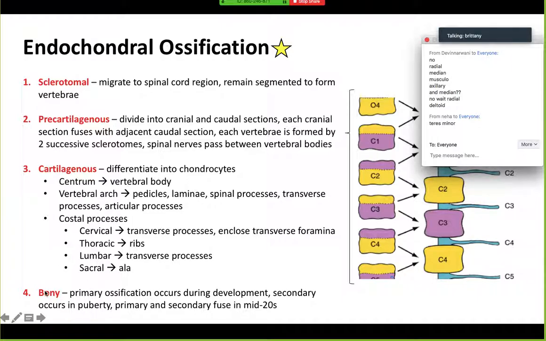And then, of course, in your fourth stage, this is the bony stage, and you're getting primary ossification. And then secondary ossification is going to occur during puberty. All right. So know the 4 stages and have a decent idea of what is going on in each stage.